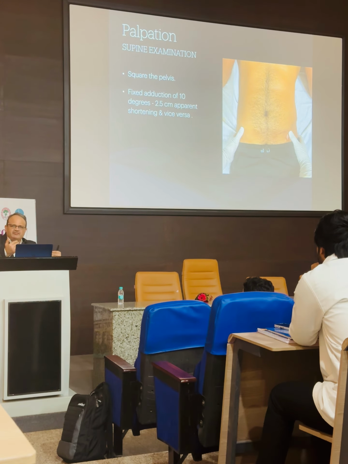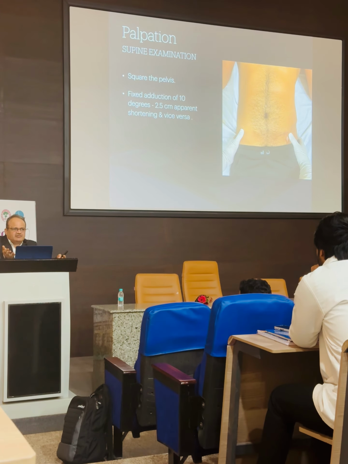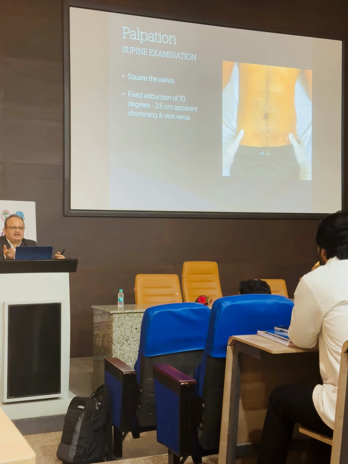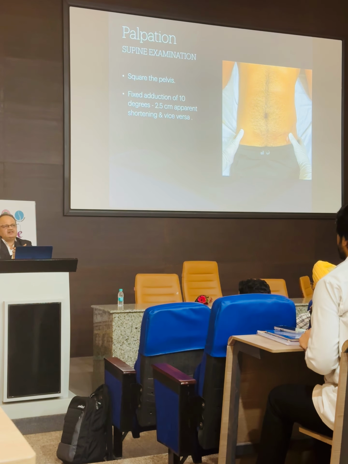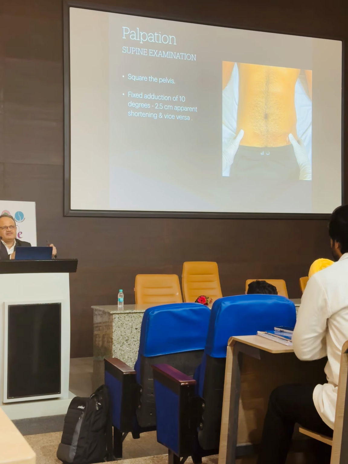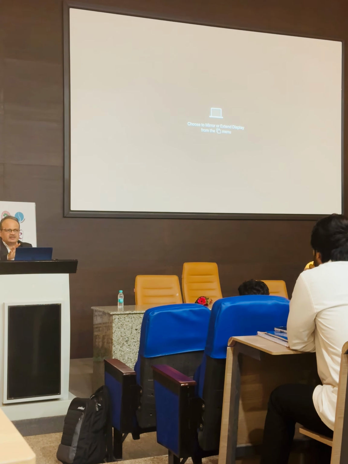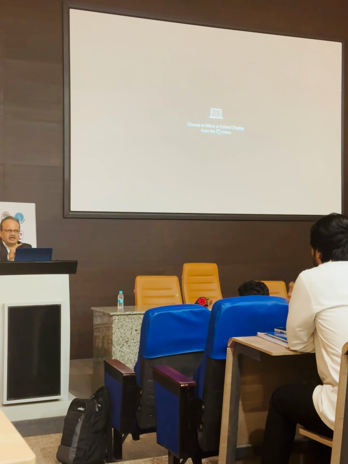And when you have to do the true limb length measurement, you have to do one more additional thing. Not only do you have to square the pelvis, but you have to keep both limbs in identical position, right? If these two requisites are not met, then you cannot do the true limb length measurement, but you can still measure an apparent limb length.